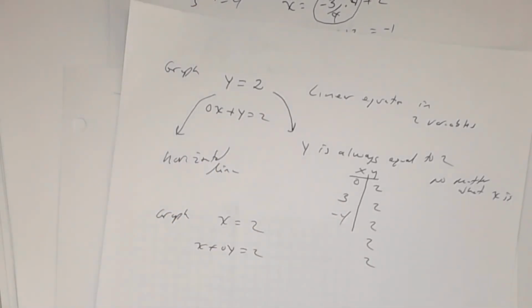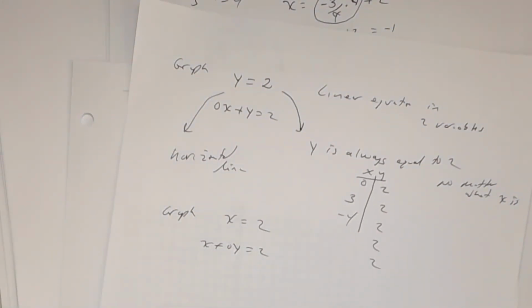What do you think x equals 2 will be then? Vertical. And we'll do that. We'll finish this one next class period. Okay? All right. It's not difficult. It's fairly simple to do.